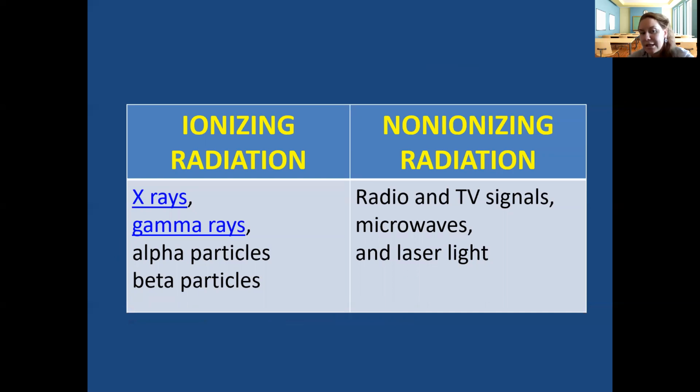We have ionizing radiation and non-ionizing radiation. Ionizing radiation includes X-rays, gamma rays, alpha particles, and beta particles. Ionizing radiation is divided into 2 big parts: corpuscular and non-corpuscular. Corpuscular radiation includes alpha and beta particles and neutrons. Non-corpuscular includes X-rays and gamma rays. Non-ionizing radiation includes radio and TV signals, microwaves, and laser light.